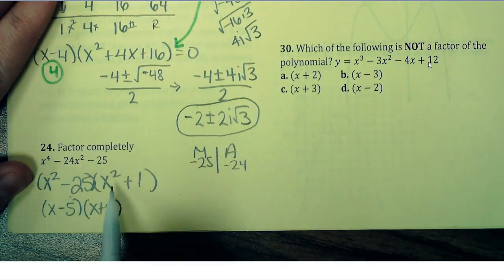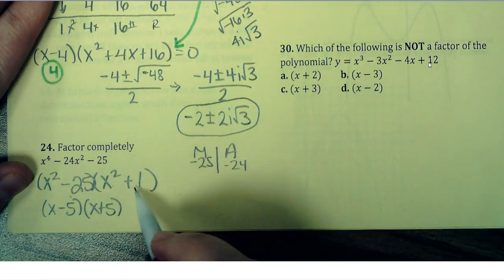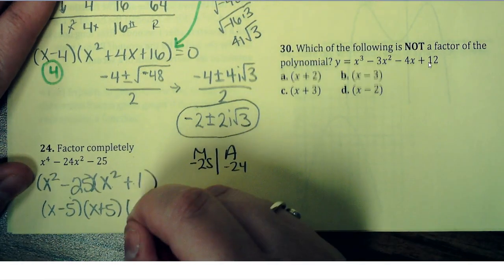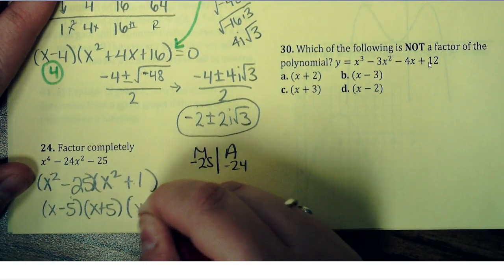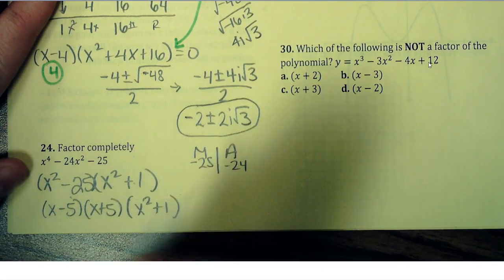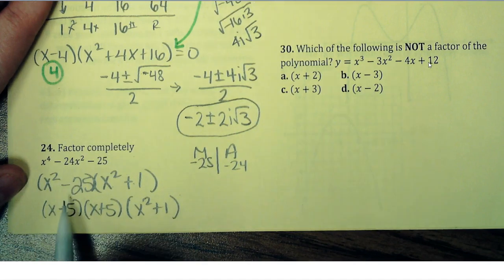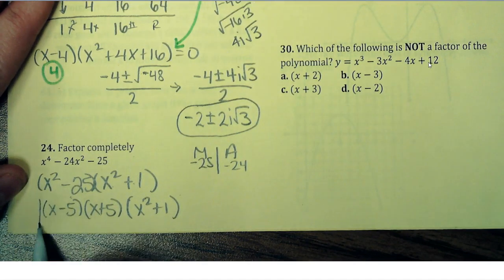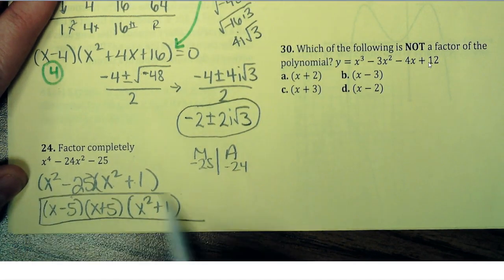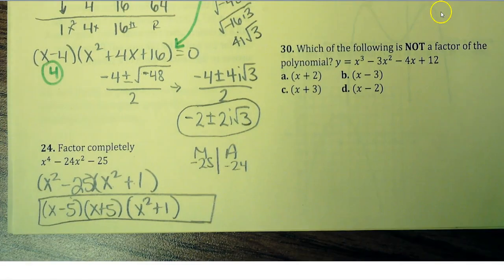That is not true for this factor. You can't factor this because it has imaginary values that it would factor down to, so we're just going to leave that alone. You can only do that for a difference of squares. That's got to be a subtraction between the two. So this would be your completely factored form for number 24.